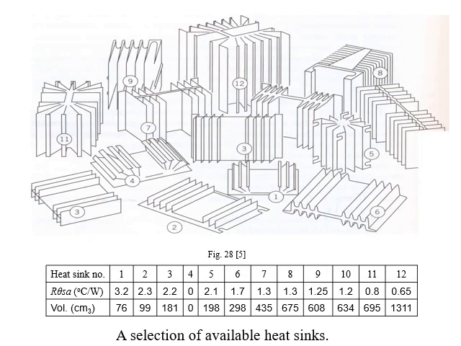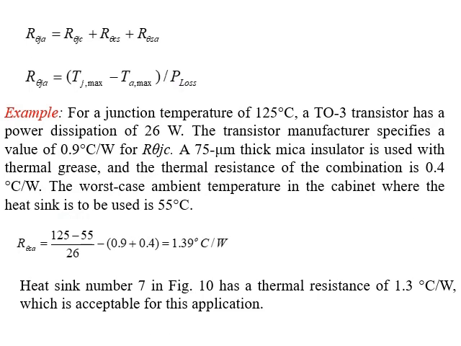These are different shapes of heat sink. They classify them by numbers here according to the thermal resistance of sink to ambient in Celsius per watt, and their volume is also written here. By the way, we prefer to have low volume because size is an issue. Now the thermal resistance from the junction to the ambient is equal to all three resistances here, and junction to ambient also equals the temperature difference between junction and ambient divided by power losses.